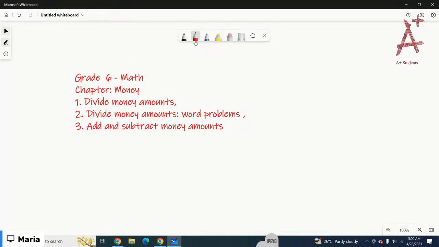We're going to start with grade 6 maths. You can find all the lessons on aplusstudents.com. You have to log in there using your email address and password provided by the administrator. Then you have to select math from the subject tab. Scroll down to grade 6 and then click on view all lessons. There you can find a list of the chapters.